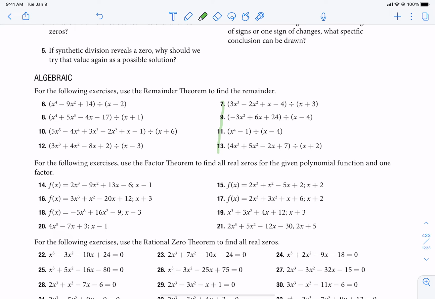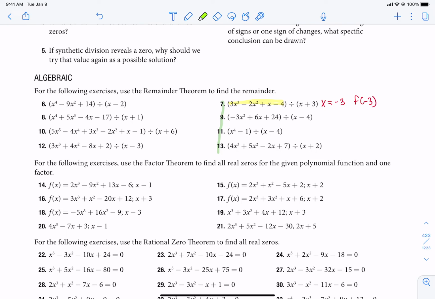For these ones here, it says use the remainder theorem to find the remainder. If you were to divide, what would the remainder be? So if we start at number 7, we're going to use an x value of negative 3. Here is the function we want to use. And so all we need to do is plug in f of negative 3. So number 9, you're going to plug in 4. That will be a remainder. Number 11, you're going to plug in 4. That will be a remainder, and so on. So that's all you have to do. They don't want you to do the full division to find the remainder. They just want you to plug it in to find the remainder.